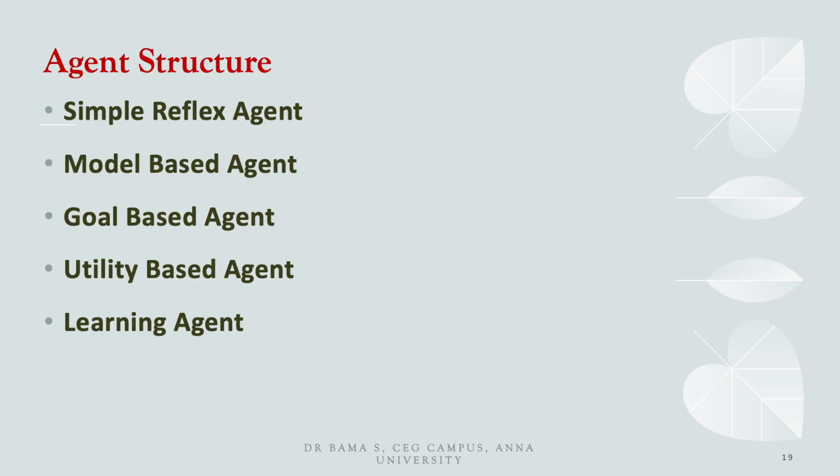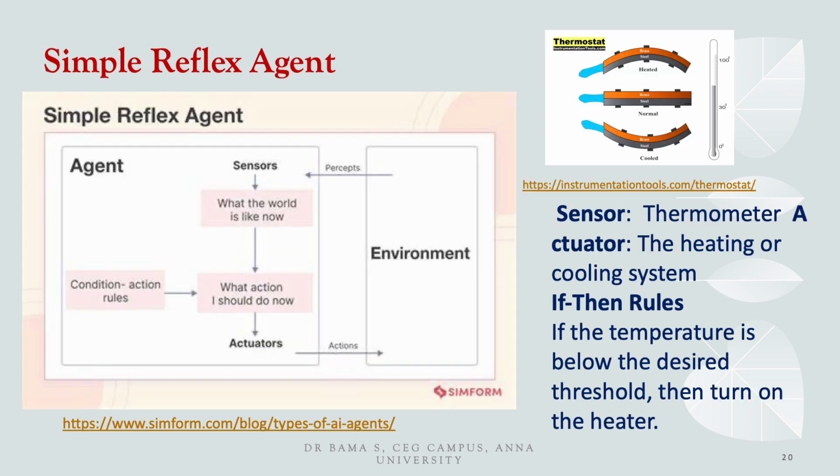When we talk about the agent side, it is basically categorized into different structures. One would be the simple reflex agent, second the model based agent, third the goal based agent, fourth the utility based agent, and fifth the learning agent. We will go through one by one, and this is again taken from Russell and Norvig. The first type of structure is the simple reflex agent.